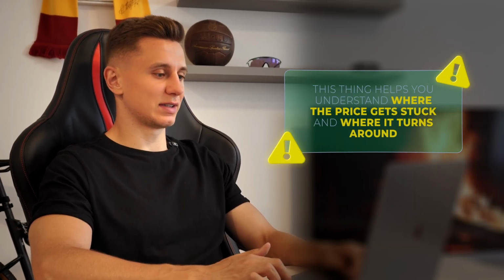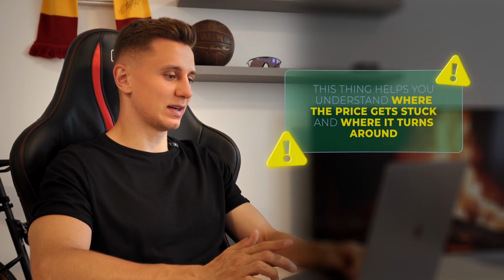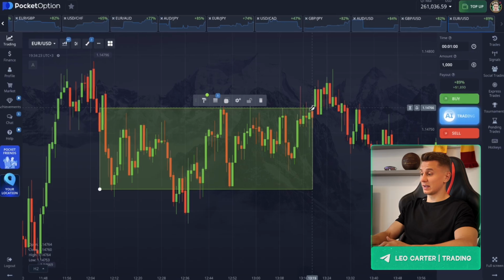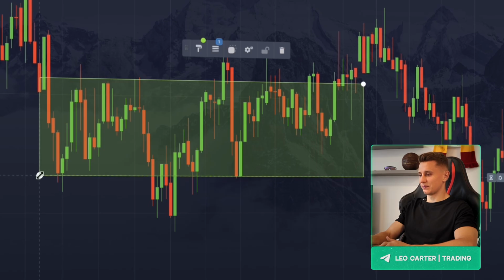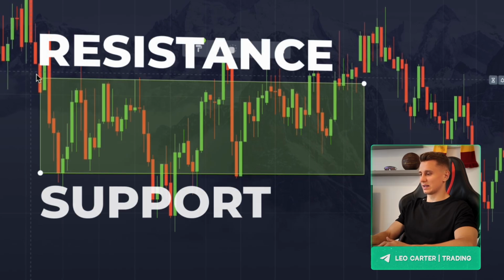This thing helps you understand where the price gets stuck and where it turns around. This can be on a trend or in a flat, when the market is standing still. Now I'll show you an example right on the chart. Here's a great flat. The price moves back and forth between levels. Support at the bottom, resistance at the top.